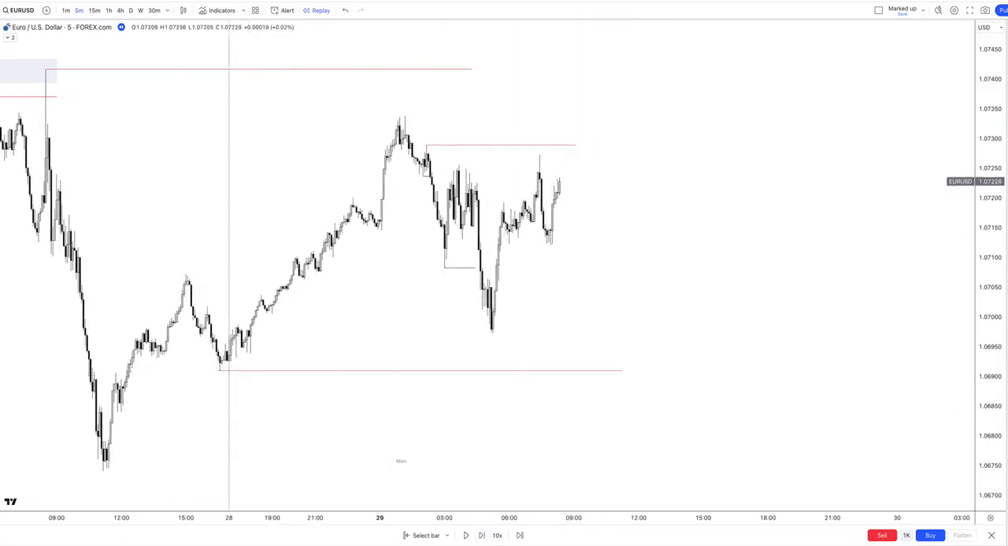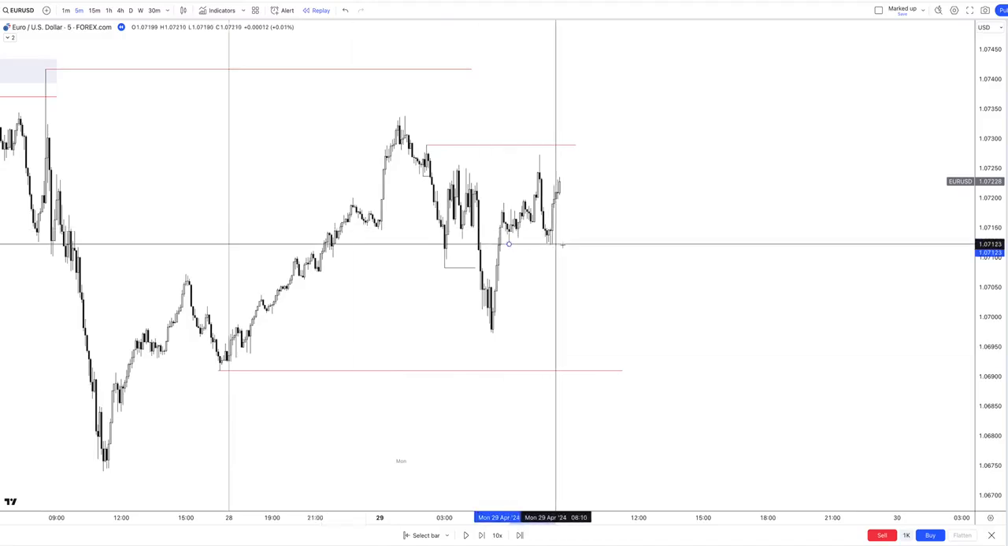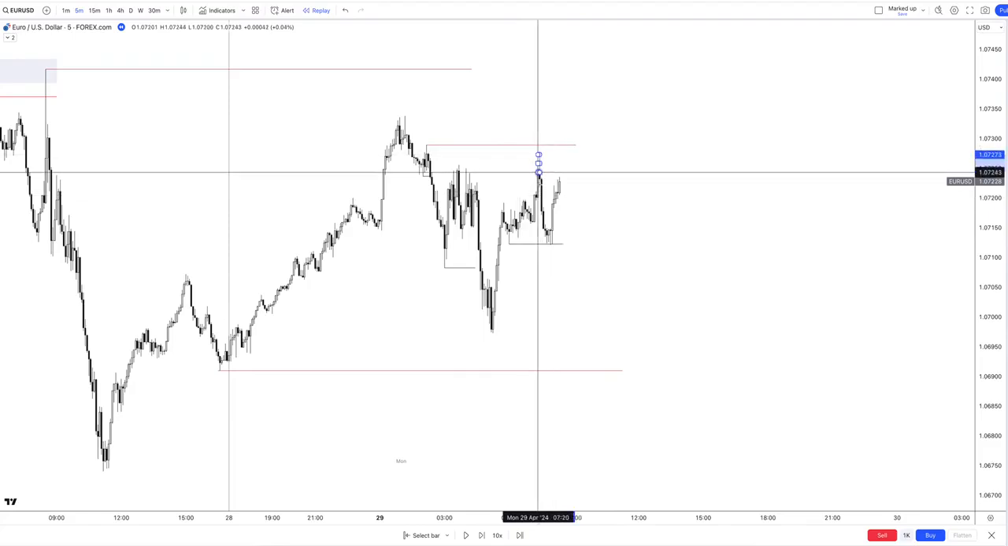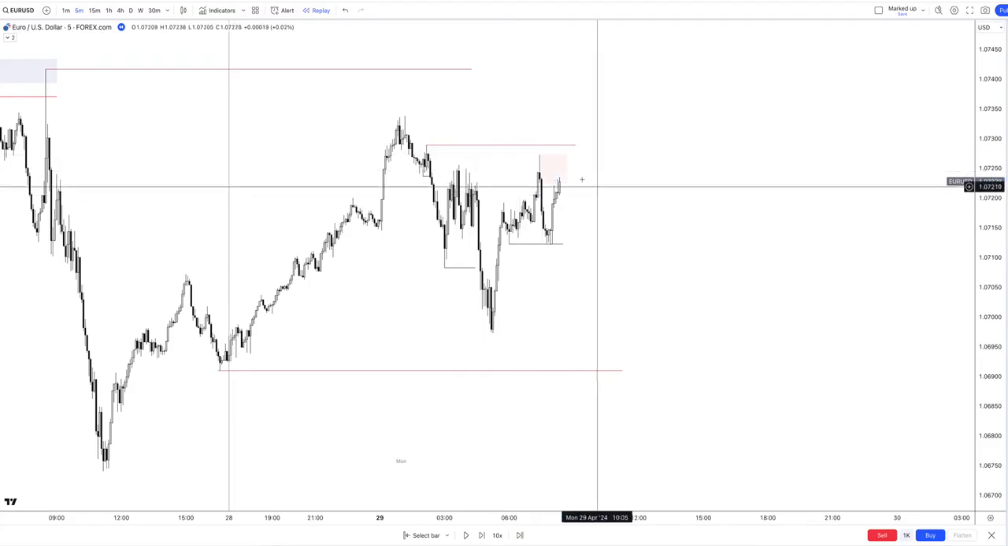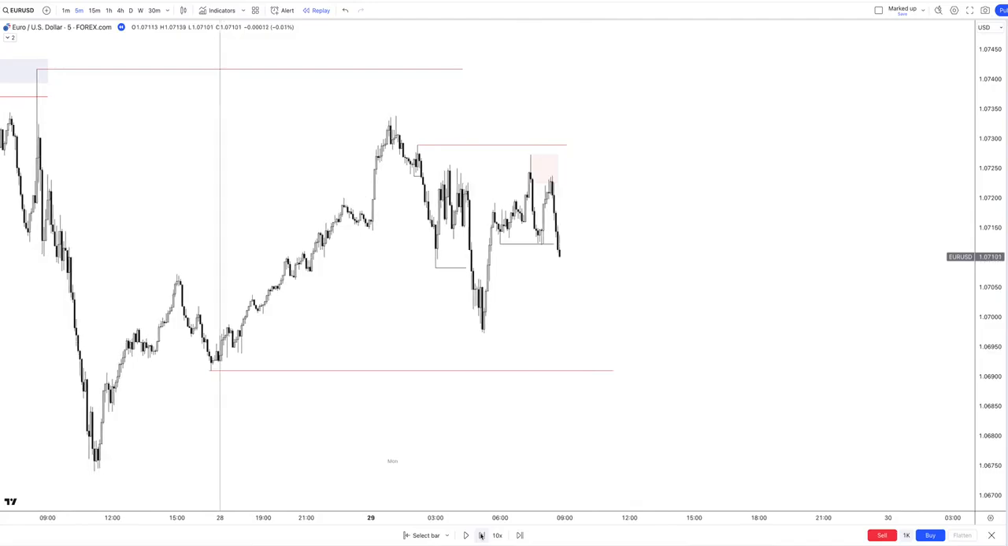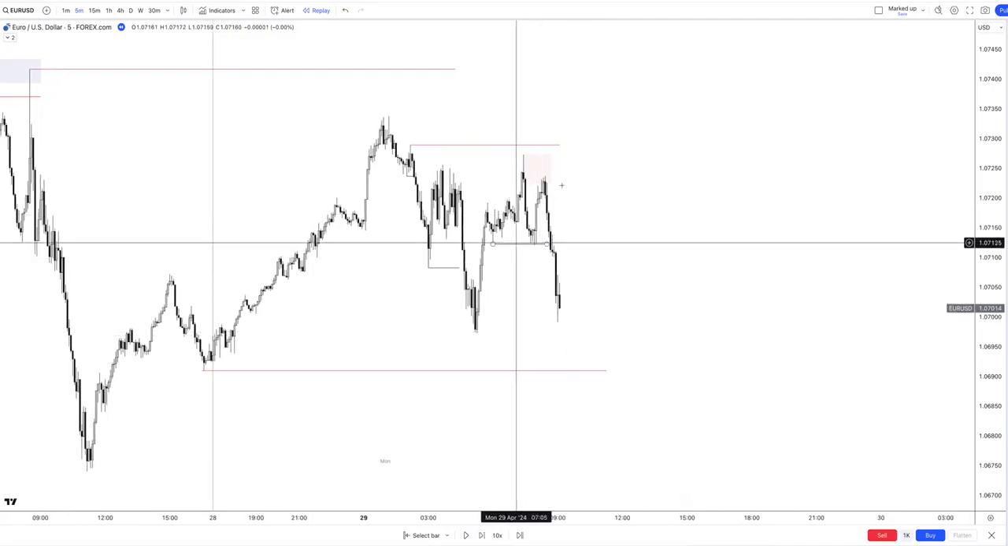Market comes down, takes out this low. Okay, what does that now tell me? This is going to be a trap. We're not trading from this. If we do respect it and move away, that's no trade for us. And look at that, we respect it and move away. That is no trade for us.